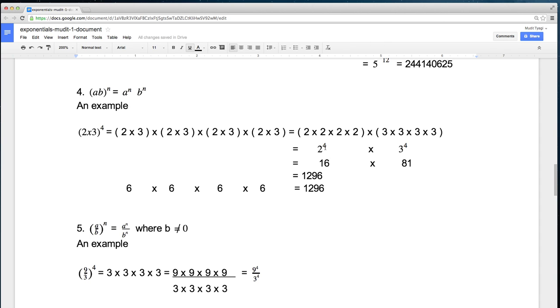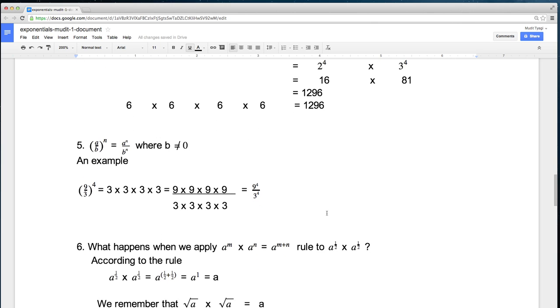But the key thing to note here is the rule works. So you've got a times b to the power of n, 2 times 3 to the power of 4, and that equals a to the n times b to the n. So 2 times 3 to the power of 4 equals 2 to the power of 4 times 3 to the power of 4.